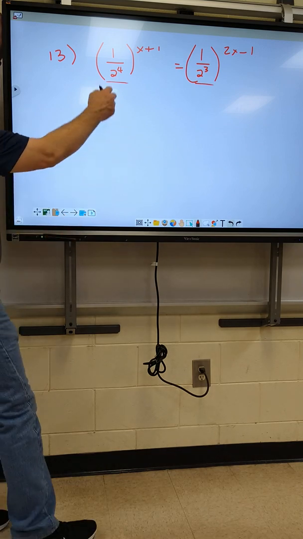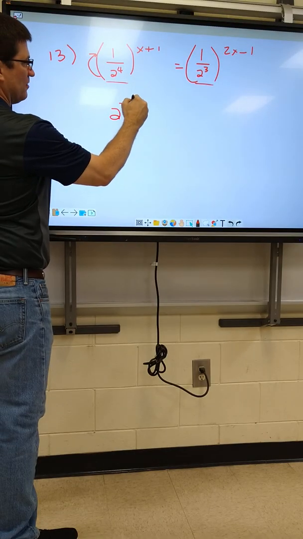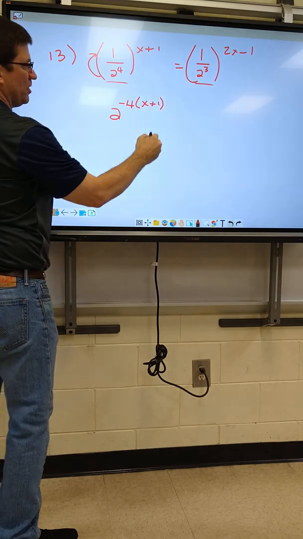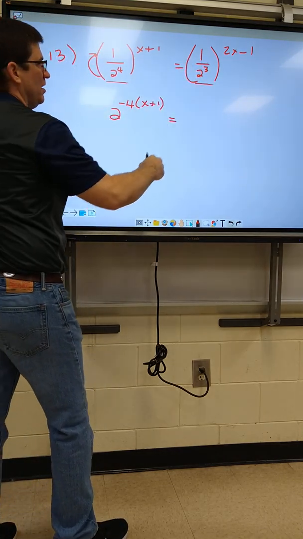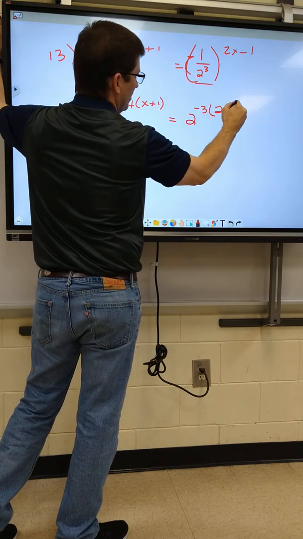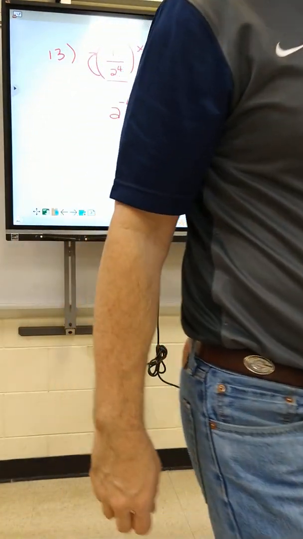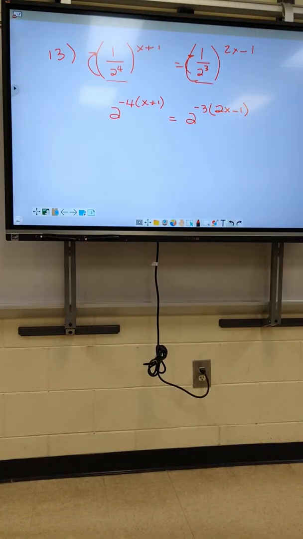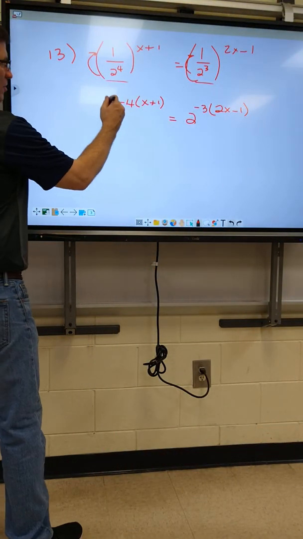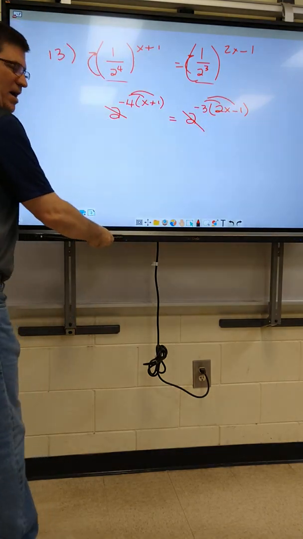All right, what happens when I bring 2 to the fourth up to the top? It becomes a negative 4, a negative, right? And you got your x plus 1 in parentheses. Same thing over here. 2 to the third, bring it up top, it becomes a negative. You still got 2x minus 1 in parentheses. I'll let y'all write that down. Distribute. Yep, got to distribute. All right, so from here, mark out your 2's, distribute there, bring them down, get an answer.